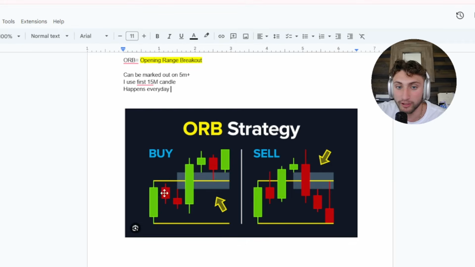You'd mark out the top wick. You'd mark out the bottom wick. You'd wait for a break and close above, and then you'd buy. Or you could wait for a rejection here and a sell. Or you could wait for a close under here and a pullback for a break and retest to the sell side. The strategy works in many different ways.